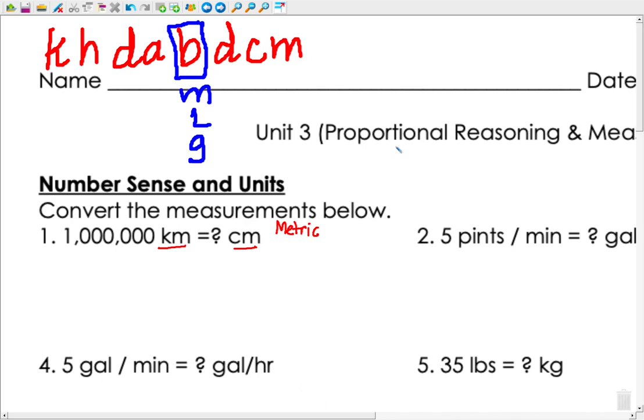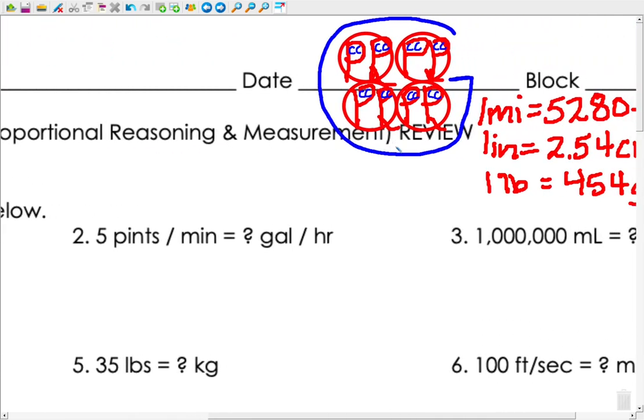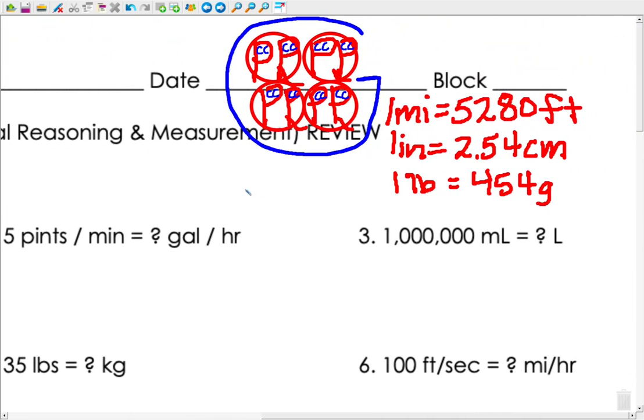Another thing you might want to write down are these helpful tips. Pause the recording and write this down: a mile equals 5,280 feet. 1 inch is 2.54 centimeters. A pound is 454 grams. And then this is the big G for the gallon man, where inside the G you have 4 quarts equals a gallon, and there are 2 pints in every quart and 2 cups in every pint. So go ahead and pause, write that down.